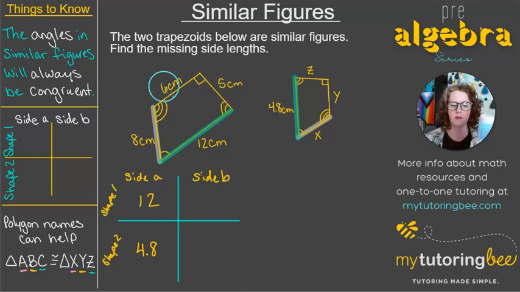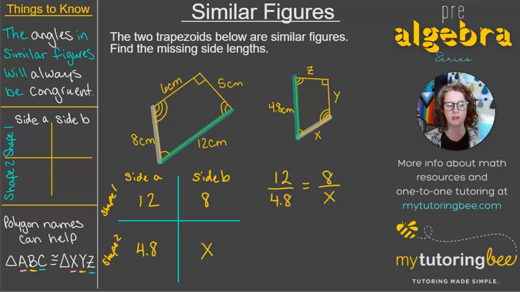So from shape 1, remember this larger trapezoid is our shape 1. So the second side, side B, is where we're going to put our 8. And then our shape 2 here is going to be where we're going to put our x. Okay, so now it's really easy to see how to set up our proportion, how to set up our fractions. So we're going to do 12 over 4.8, and that's going to equal 8 over x. And now just like in the proportions video that I did before, we're going to cross multiply. So we're multiplying 4.8 times 8. So let's go ahead and figure out what that is. 8 times 8 is 64.